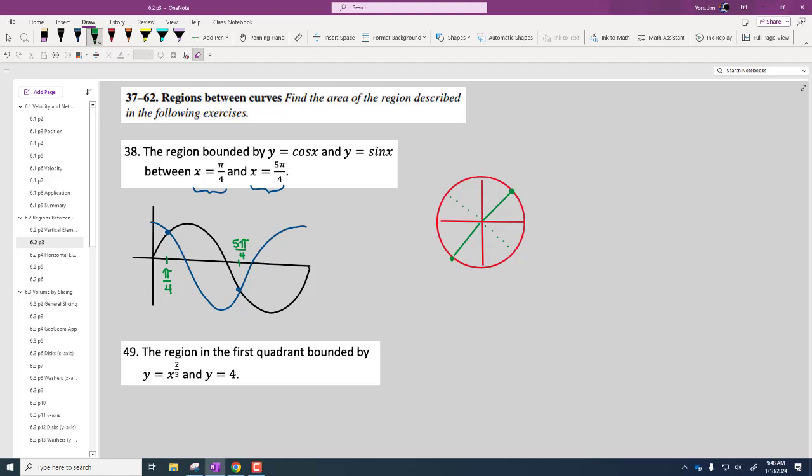So there is our region that we're trying to find the area of. So we're going to draw our vertical element, our vertical rectangle, whatever you want to think of it as. I'm going to think of that as a vertical rectangle or vertical element at a random x. So I'll just label it as an x. That's just a random x. It's going to slide between pi over 4 and 5 pi over 4. So then our area is found by integrating from pi over 4 to 5 pi over 4.